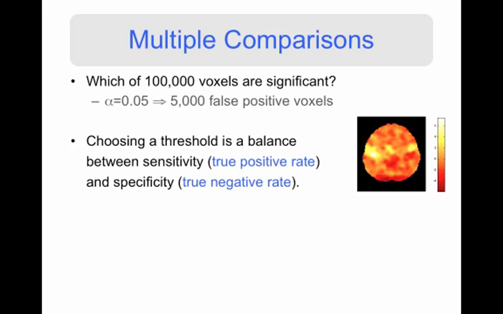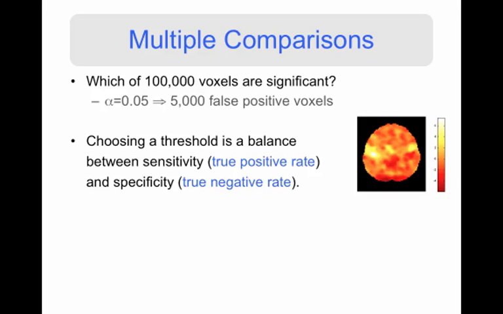So this slide illustrates some of the problems that are going on here. Suppose we have 100,000 voxels, and we perform 100,000 hypothesis tests, and we threshold them at alpha equal to 0.05. Well, when we do this, we're saying that we're going to have a false positive 5% of the time. Well, 5% of the time in 100,000 voxels is 5,000 false positive voxels. And so we're going to have a lot of false positives, and we're going to have entire brain regions that are false positives.